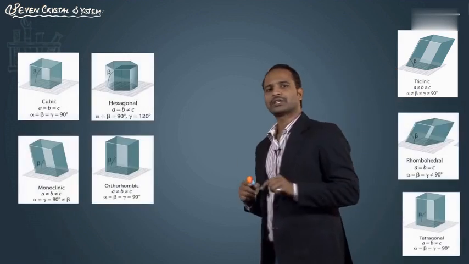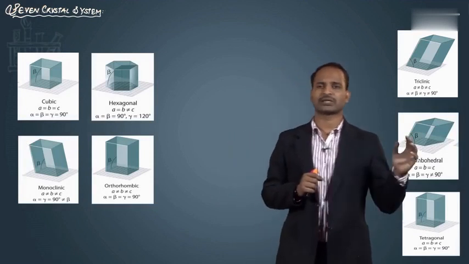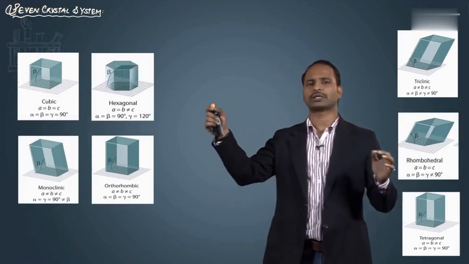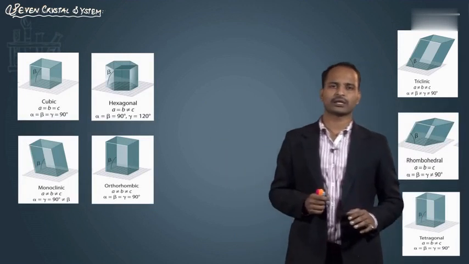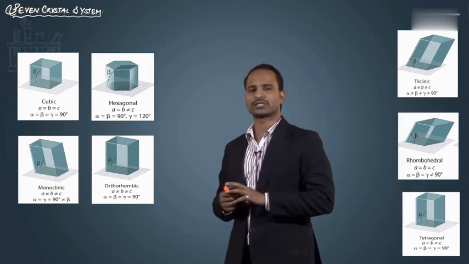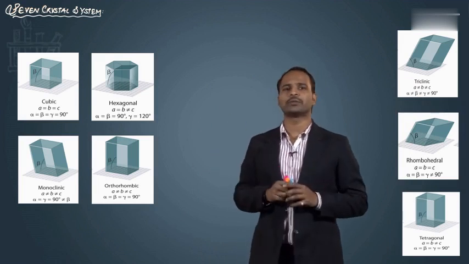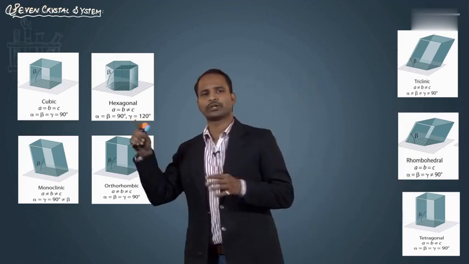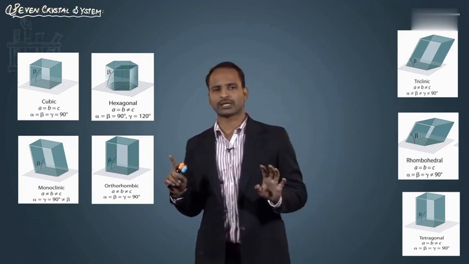Out of these 7 crystal systems, the cubic is considered the most symmetrical crystal system, in which every parameter is equal to each other, meaning all the sides are equal and all the angles are equal. But in case of triclinic, nothing is equal. That's why triclinic is the most unsymmetrical crystal system. Just keep in mind, cubic means symmetrical, everything is equal. Triclinic means unsymmetrical, nothing is equal.